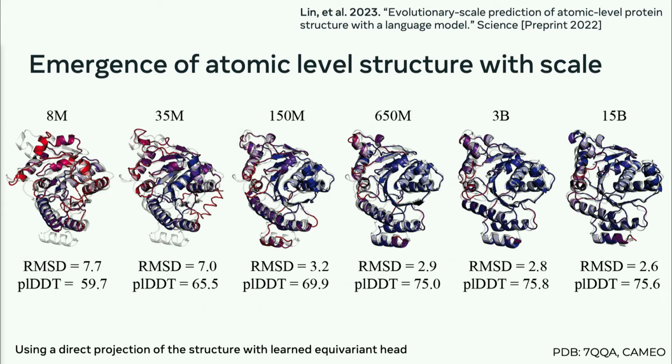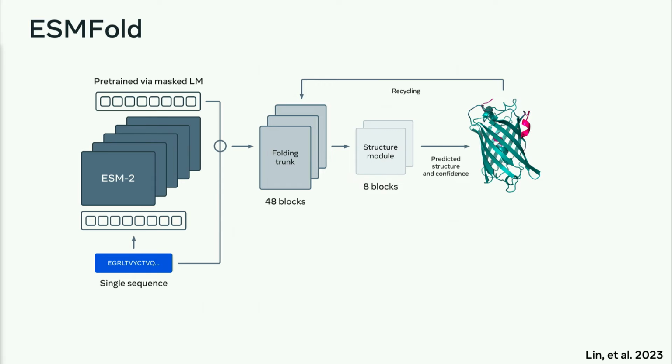And what we can actually do is fit an equivariant head to the representations of the model and project out the atomic coordinates for each of the atoms in the protein. So that's what this slide is showing. And basically, as the model scales up, it gains a more and more accurate picture of protein structure. We were then able to use this to create a model for protein structure prediction. We call this ESM fold.